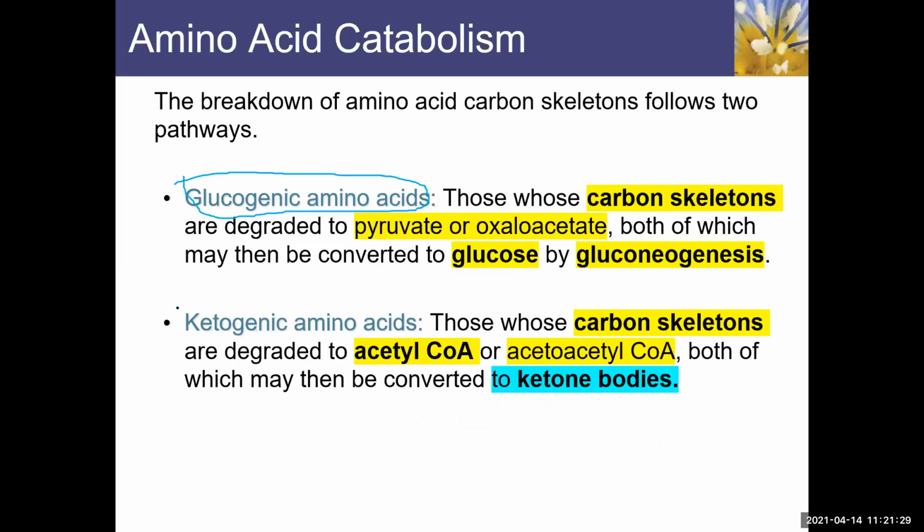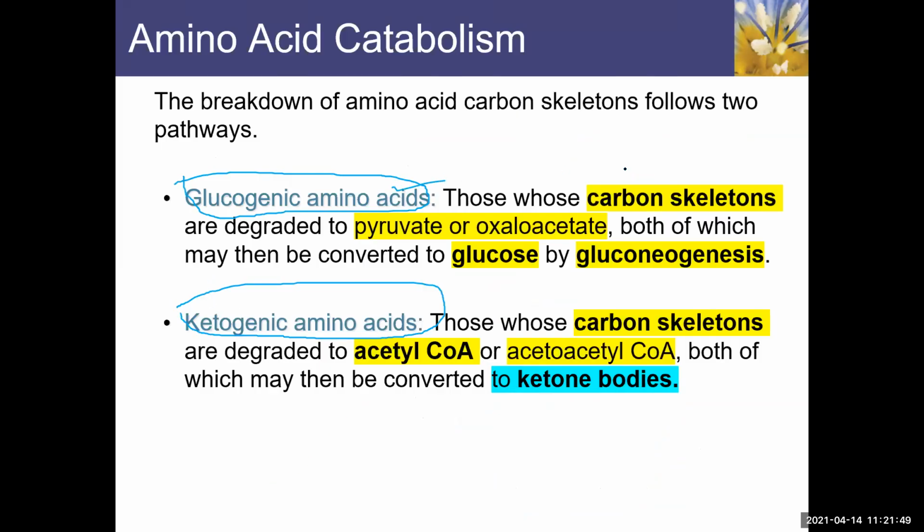And another one is called the ketogenic amino acids. And you will see that there are some amino acids which act as both. When I say both, what does that mean? That means they are both ketogenic as well as glucogenic. Okay. Now, what are glucogenic amino acids?